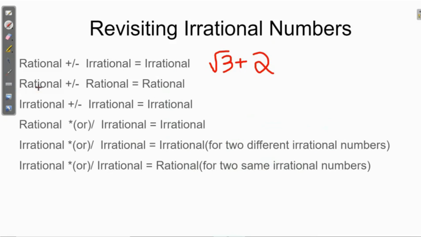Second one, rational number plus or minus rational number. Say 3 plus 2.